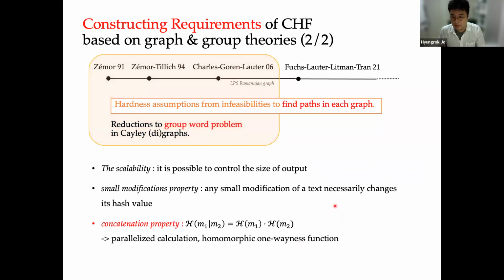Additionally, it is possible to provide some useful properties as a primitive. Scalability means we can control the size of the output as demanded. And the small modification property means that if there is any modification in a text, then it should affect its hash value. The concatenation property means, in other words, that we have a homomorphic hash function. It allows us to compute in parallel. And recently, we also noticed that these homomorphic hash functions can be a minicrypt primitive.